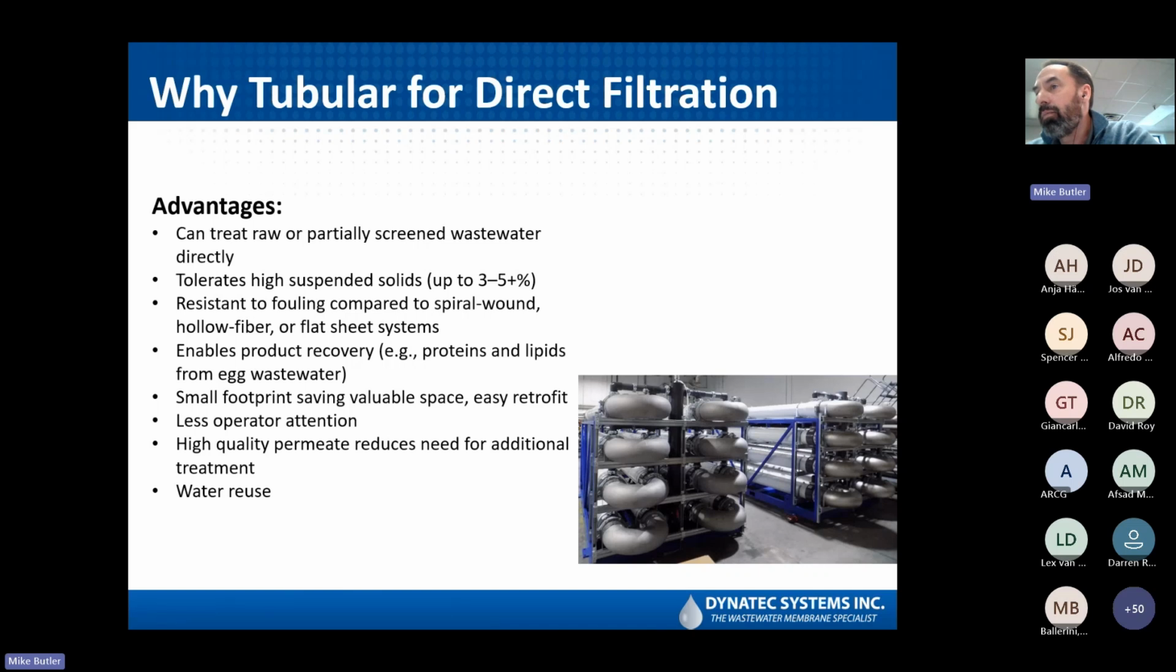It produces high quality permeate, which reduces the need for further downstream treatment, and it offers more water reuse opportunities. So often UF permeate is acceptable for reuse in some applications, and if further purification is needed, ultrafiltration provides the perfect feed quality for reverse osmosis.